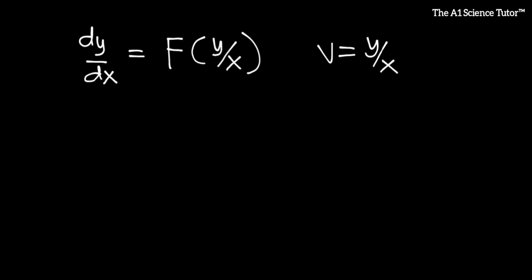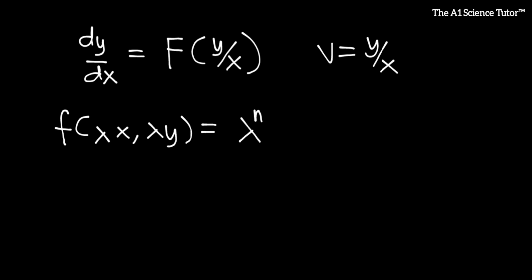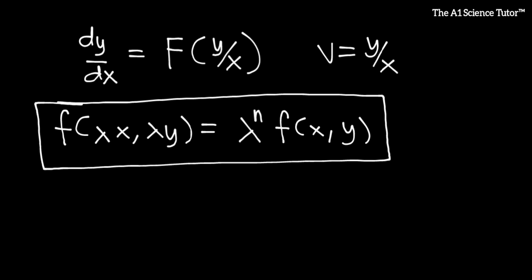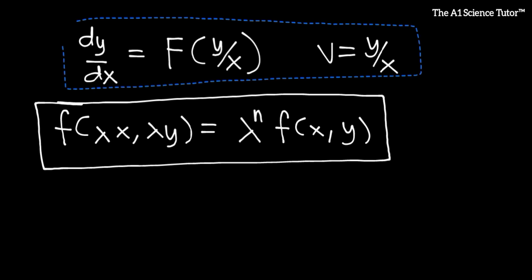Now, a homogeneous differential equation could also be represented in this form: f of lambda x comma lambda y is equal to lambda to the nth power multiplied by f of x comma y, right? So this form is actually very useful in finding out whether or not an equation is a homogeneous differential equation. So let us start with the proof.